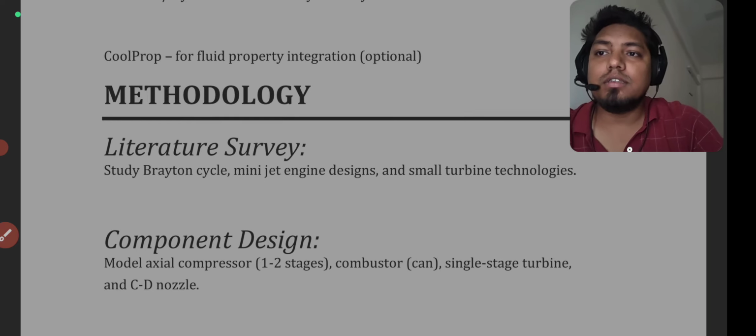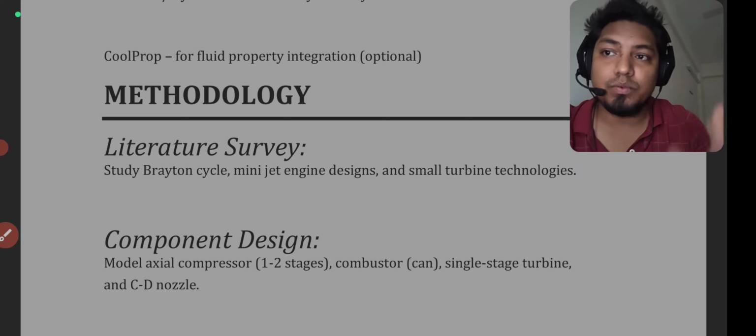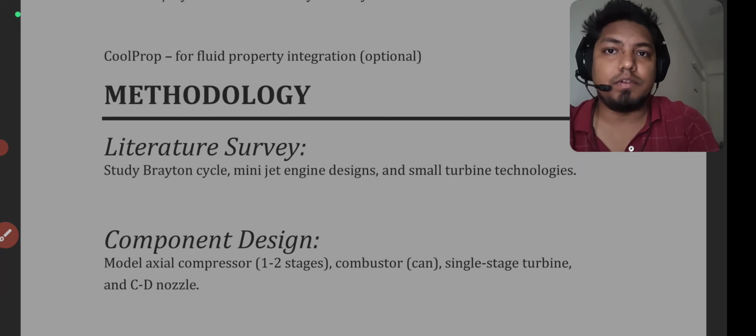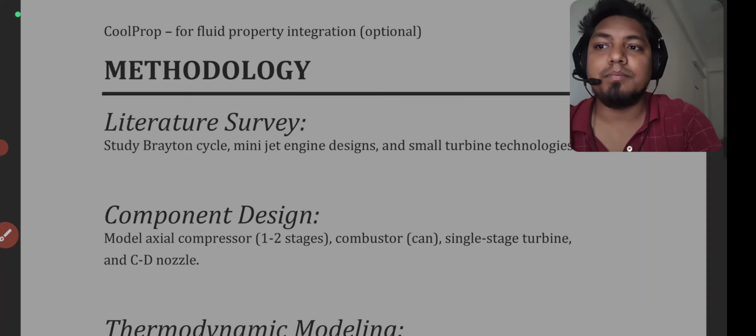So guys, that I call the methodology, like in your project, what methodology you have used. First you have to do a literature survey. Study these topics: Brayton cycle, mini jet engine designs, and small turbine technologies. Go to Google Scholar, download papers on these topics and do a literature survey.